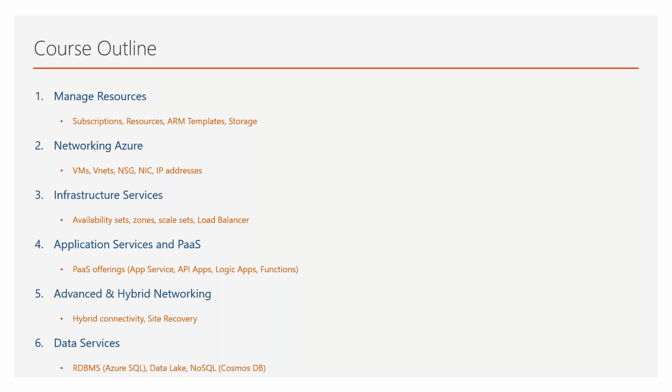Okay, now the next class is going to be about networking. We are going to see a lot of small components which are there in Azure. If you have to deploy a single virtual machine, there are lots of small things that you need to take care of. So we are going to talk about virtual machines, virtual networks, network security groups, network interface cards, IP addresses, subnets, and all that. We are going to talk about all the networking components in tomorrow's class.